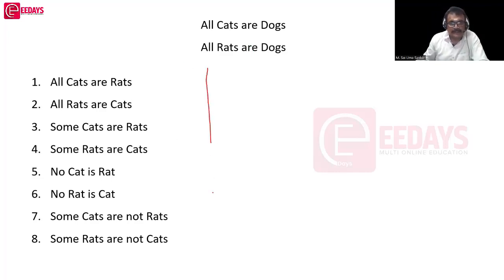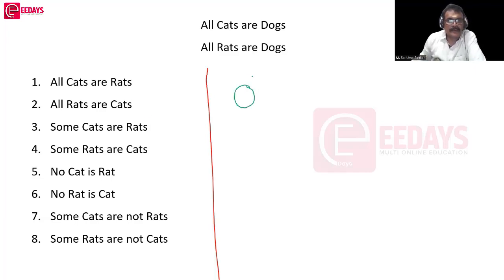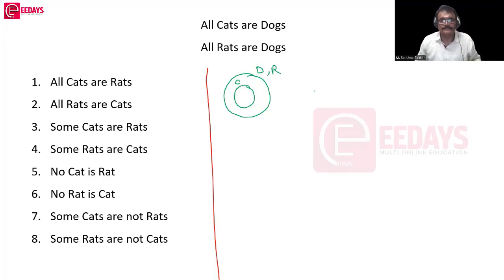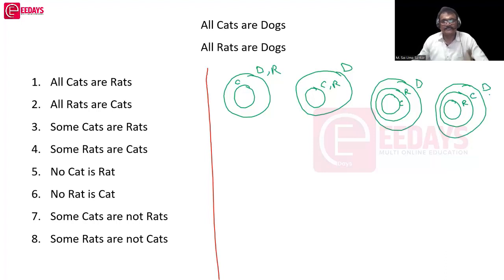Now, I want to draw a Venn diagram for these two statements. See, all cats are dogs. How to represent all cats are dogs? Cats and dogs. All rats are dogs. That is valid: cats, rats, and dogs. This is valid. All cats are dogs, all rats are dogs. Cats, rats, dogs. This is valid. Rats, cats, dogs. That is also valid. All cats are dogs and all rats are dogs.